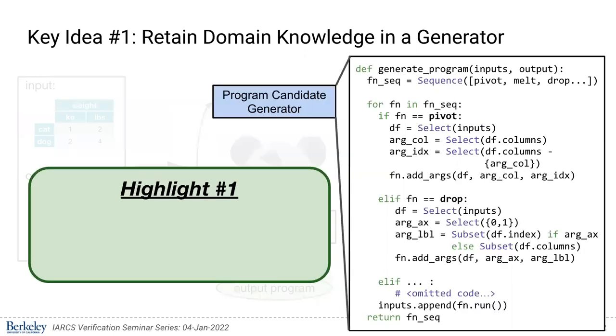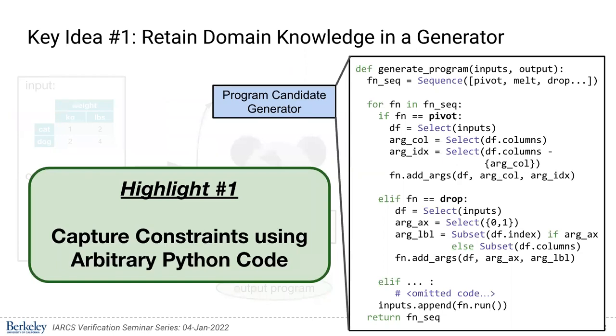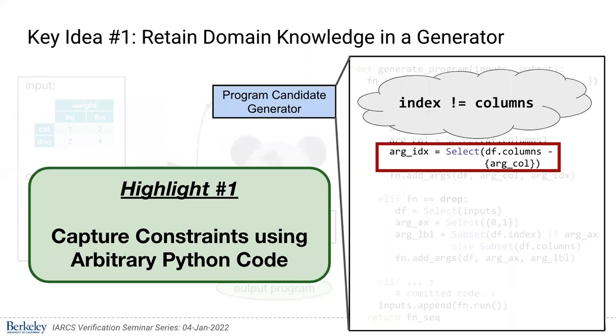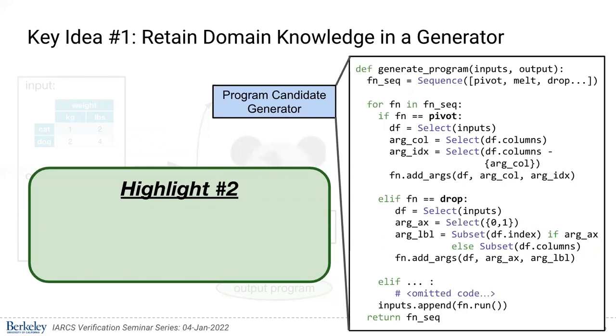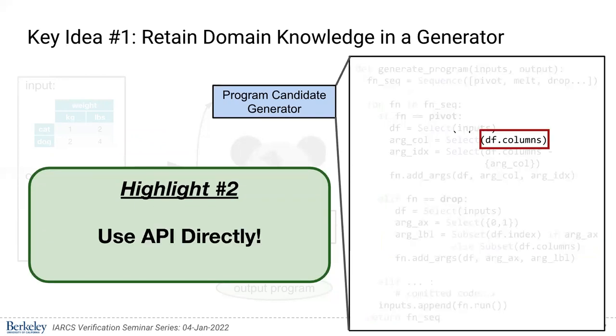So what is the highlight? What strikes you about this generator? The first highlight that I want to show is that we are capturing constraints using arbitrary Python code. Every line of code within this generator is just regular Python. For example, we are using set differences to constrain the set of columns provided to select in this case. Here, we're using if-else expressions to maintain that label and access constraint that I alluded to earlier. And the second highlight is that we are using the API directly, like df.columns. This is actually the Pandas API. Because we're sticking to regular Pandas, we can do this sort of thing.